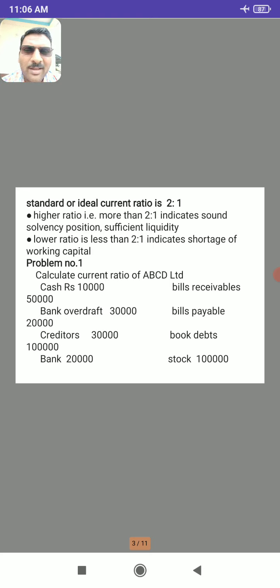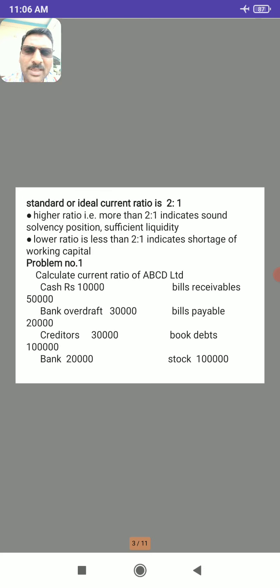If the ratio is more than 2:1, it indicates a solvency position, meaning the company has sufficient working capital to pay the current liabilities. And if the ratio is below 2:1, it indicates a shortage of working capital, meaning the company does not have sufficient funds to pay its current liabilities. Now we will calculate the current ratio using one simple problem.